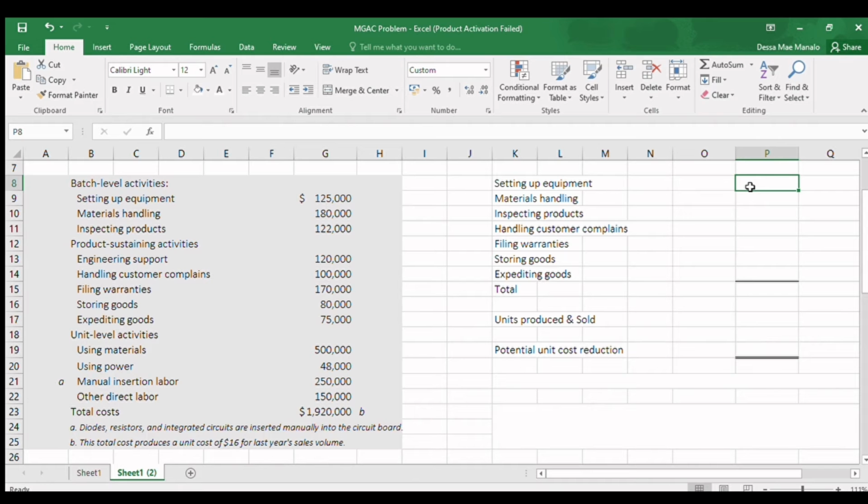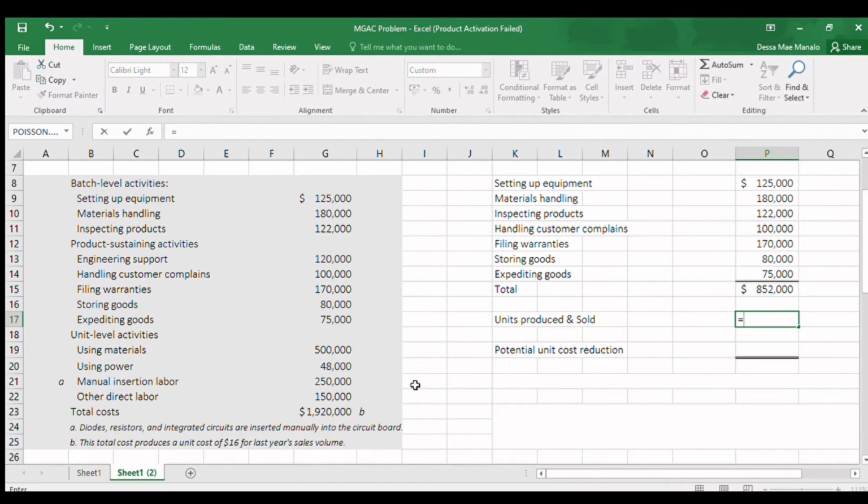So for the first requirement, we have here setting up equipment at $125,000, materials handling at $180,000, inspecting products at $122,000, handling customer complaints $100,000, filing warranties at $170,000, storing goods $80,000, and expediting goods at $75,000, for a total of $852,000.